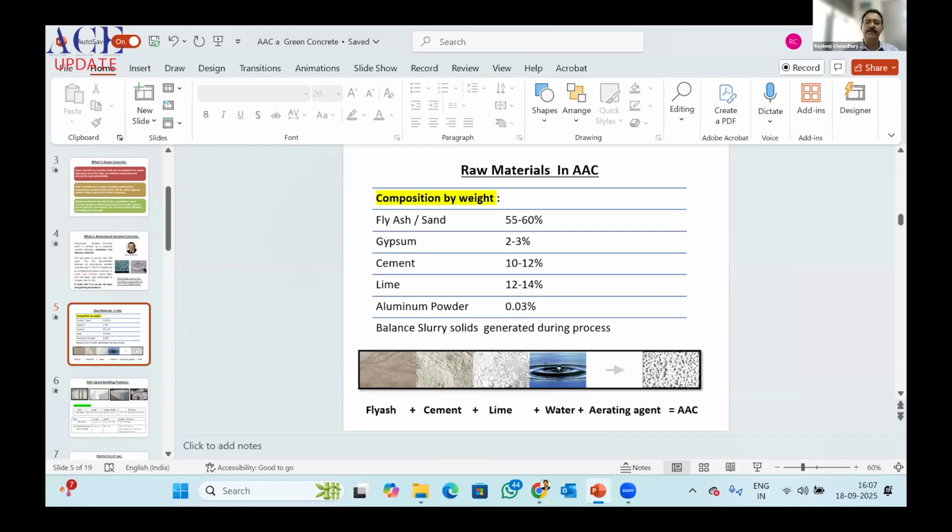Apart from fly ash, which I mentioned is 55 to 60%, we have cement and lime in the proportion of 12 to 14% each. These are the three major raw materials: fly ash, cement, and lime. This constitutes around 90% of the AAC. Then you add gypsum for controlling the process, and aluminum powder. That's a very important product here, because based on its dose, it creates the foam, so it is the foaming agent. It's 0.03%, a controlled use of this material, and the remaining balance is slurry. So that's the prime component of the product.